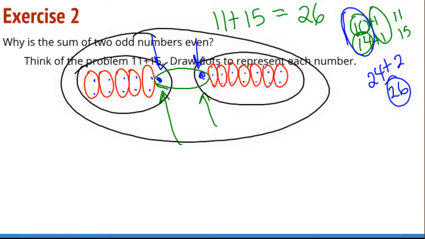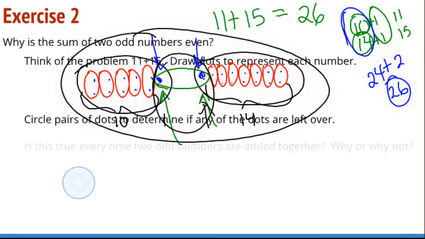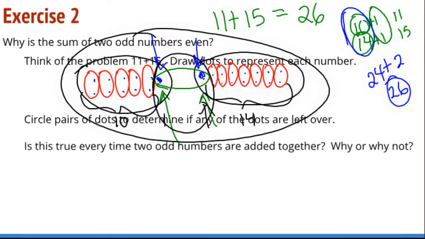So as I look at the model here, I can see that inside of these odd numbers, I have the even number 10, and I have my leftover. I have the even number 14, and I have the leftover. And when I add the 11 and 15 together, I can combine these leftovers to make one more pair. So yes, we had leftover dots, but then I can combine them. Now, is this true every time that two odd numbers are added together?